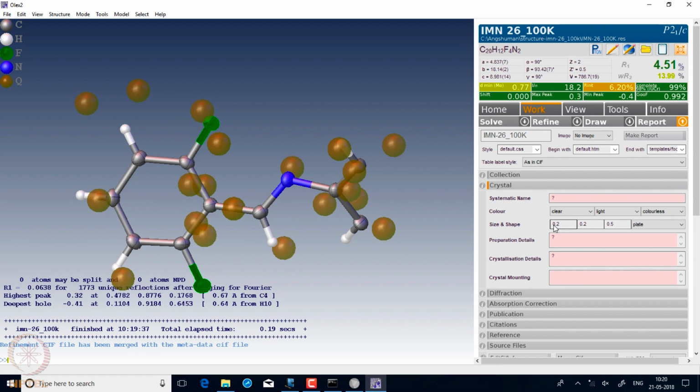Depending on who is collecting the data, one has to record the size of the crystal at the time of mounting. Based on what kind of loop was used and the size of the loop, one can guess these numbers, but it is possible to get very accurate values for the length, width and thickness of the crystal by observing it under a microscope, and then identify the shape of the crystal, whether it is a plate, a needle, a block or whatever.